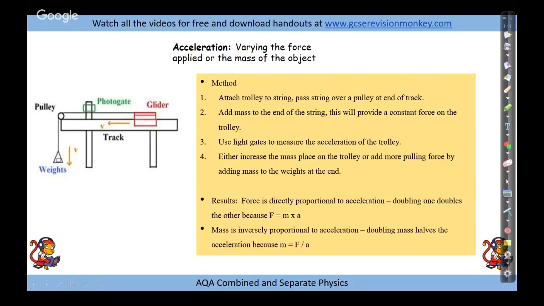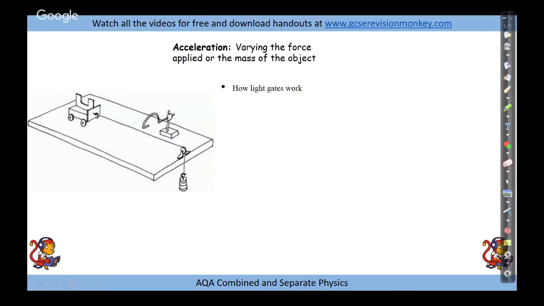So if I double how heavy the trolley is, because the force I'm accelerating with should stay the same in an experiment, I'm going to halve the acceleration. So they're inversely proportional.